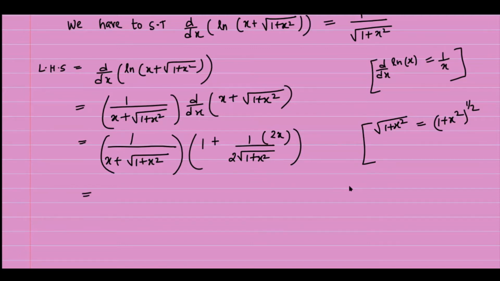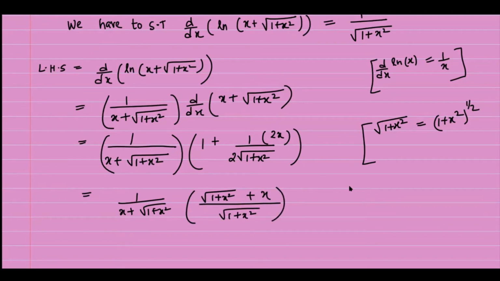Now we can take the LCM. So 1 by x plus square root of 1 plus x square, here 2 will get cancelled. If you take LCM, you will get square root of 1 plus x square plus x divided by square root of 1 plus x square. So these two terms will get cancelled and this is equal to 1 by square root of 1 plus x square. So this is the RHS.